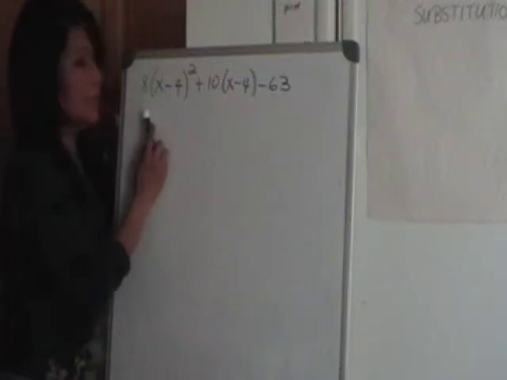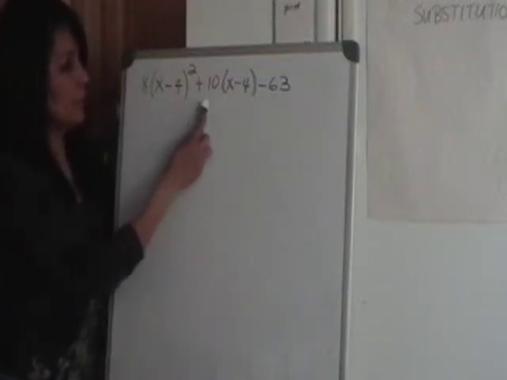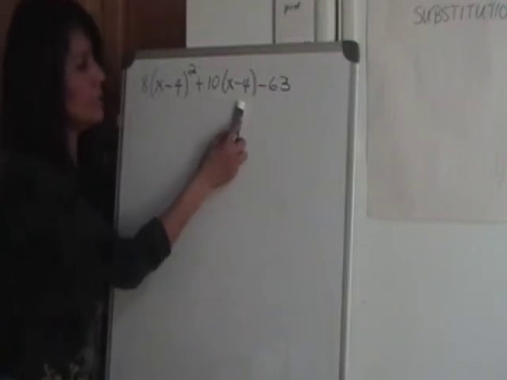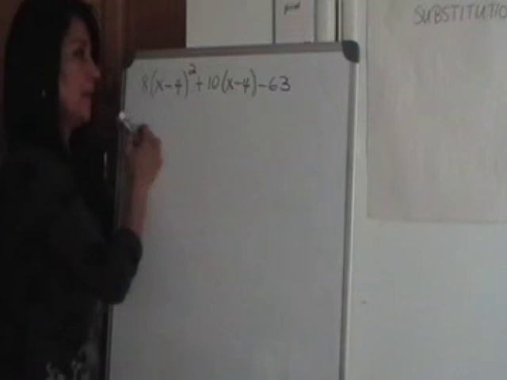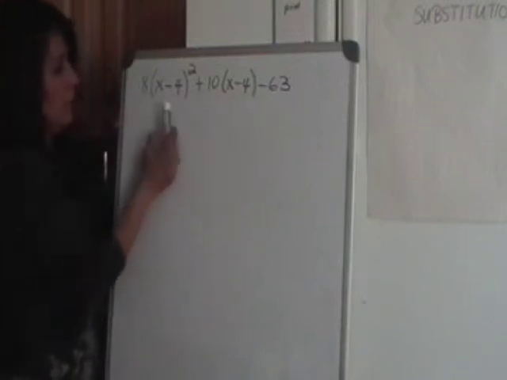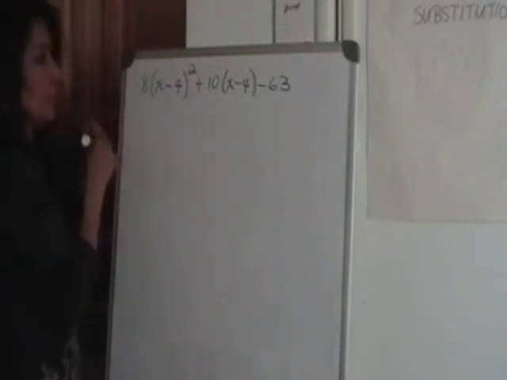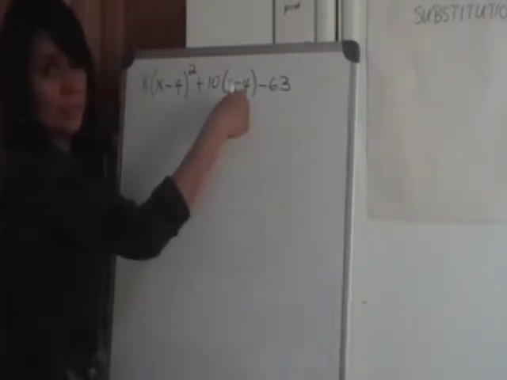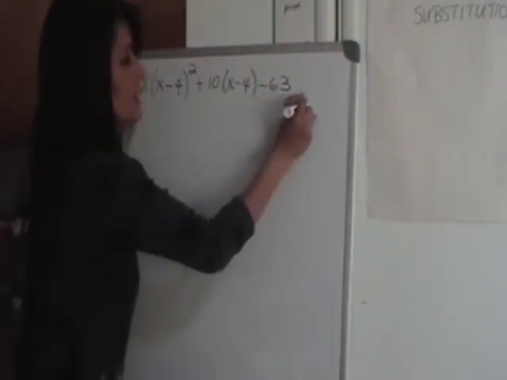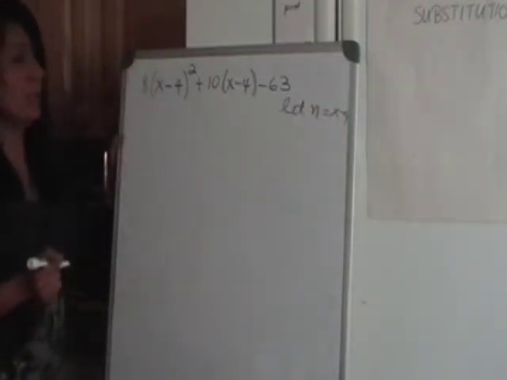Okay, let's look at this next one. I have 8 times the quantity x minus 4 squared plus 10 times the quantity x minus 4 minus 63. Again, our instruction is to factor this expression. Now you see the occurrence of the quantity x minus 4 twice here. So maybe for now we can call x minus 4 something else, okay? It doesn't always have to be x and y. So let's see. Let's say you want to call it n. Let n be x minus 4.